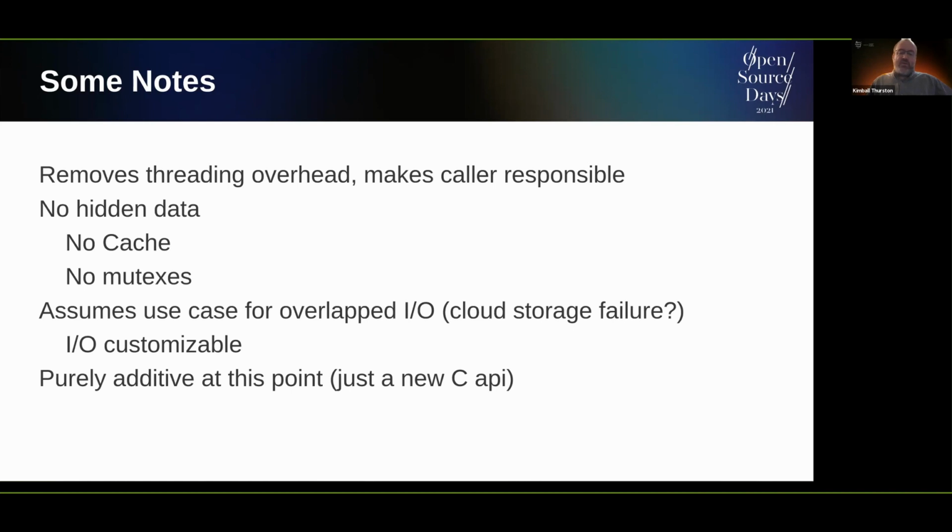It does assume this use case for this overlapped IO, this pre-read IO, and so this may not be such a good idea for cloud storage or things like that, but I don't think that's a use case the library should necessarily design for. And I think that because the IO is customizable, you could actually produce a memory stash of something where you have cloud storage. But I just thought I would mention it for anybody who is looking at doing that sort of thing, would be interested in hearing feedback around that.